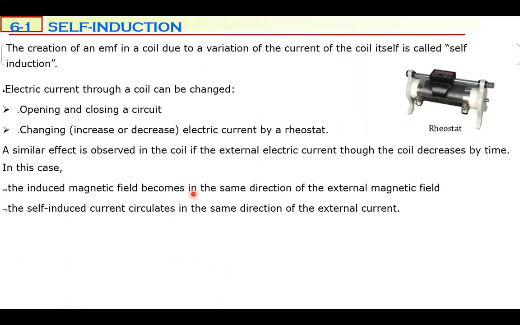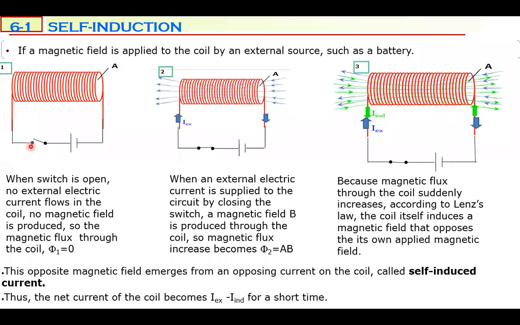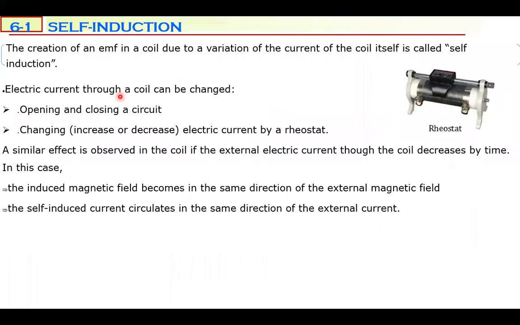And the creation of EMF in a coil due to the variation of the current in the coil itself. As you say, we change the current from 0 to a number, current increases in the coil, and this increasing current in the coil induces an EMF. This phenomenon, inducing an EMF in a coil due to the change in current in the coil itself, is called self-induction.